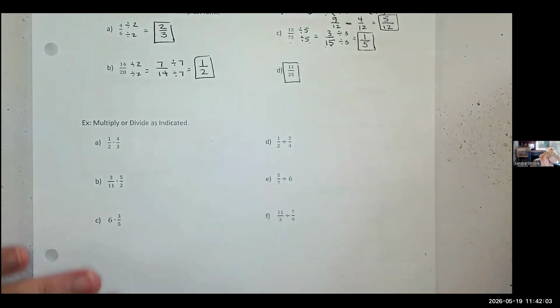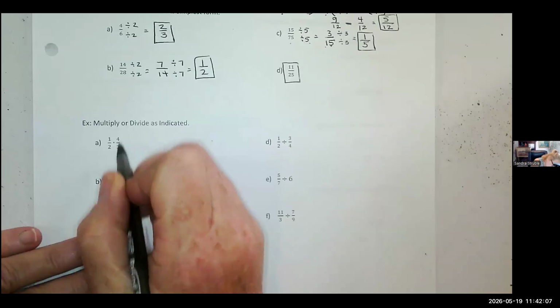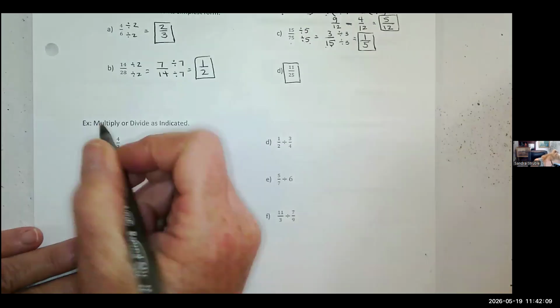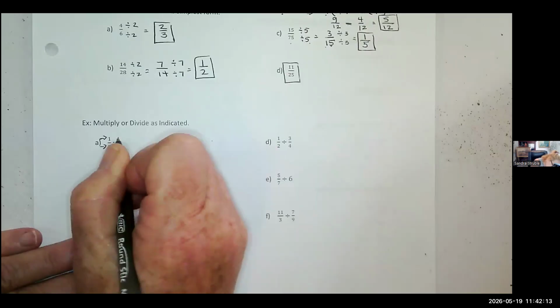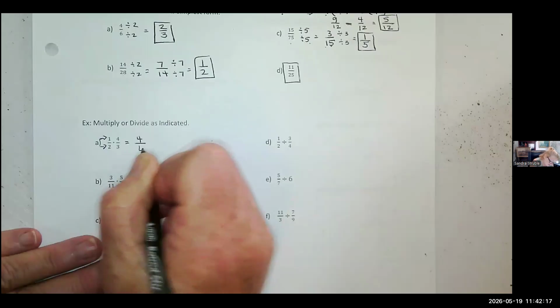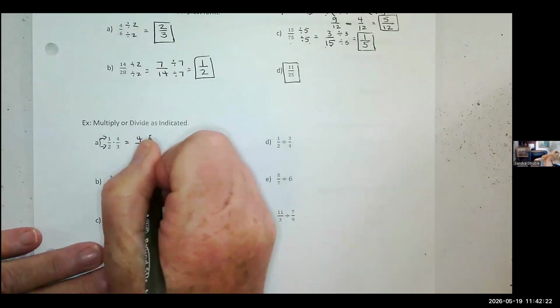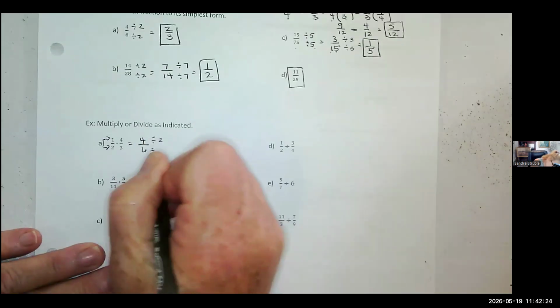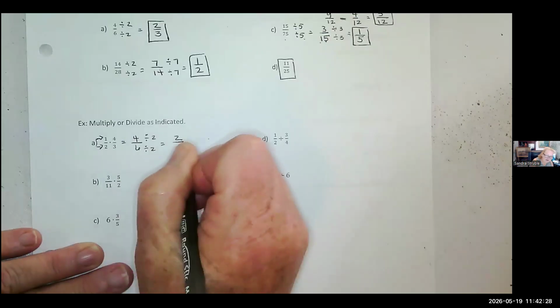1/2 times 4/3. When you multiply straight across, 1 times 4 is 4. 2 times 3 is 6. We need to reduce. They're both divisible by 2. So I'm going to divide both by 2. 4 divided by 2 is 2. 6 divided by 2 is 3. As low as it can go.